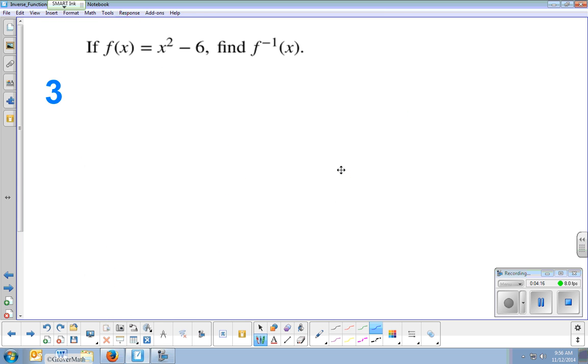Now at the equation level, I have a function, f of x equals x squared minus 6, and I want the inverse of f. Inverse means switch x and y.